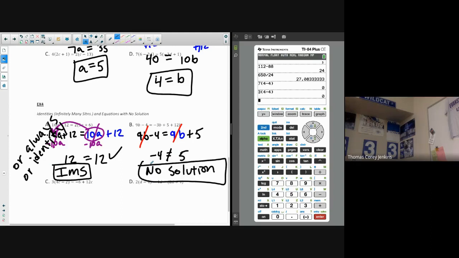All right, I'll leave the other two for you to try. But just to summarize, IMS has the same coefficient, which is the number attached to the variable, and the same constant. A no solution has the same coefficient, but a different constant. So lots of similarities, and remember your red flag is if I have 2x on the left side and 2x on the right side, I know it's going to be one of the two, either no solution or infinitely many solutions.